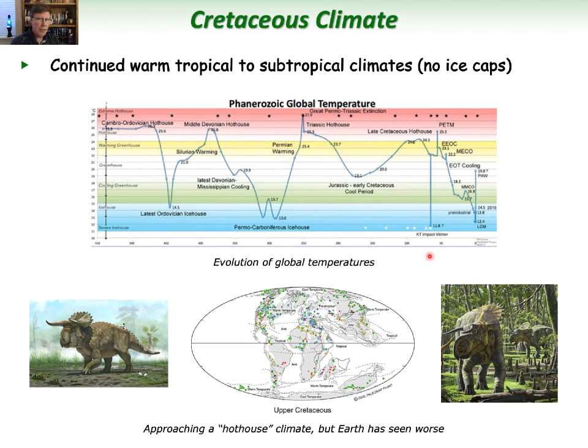The climate of the Cretaceous was warm, tropical, subtropical, a continuation of the warm climate from the Jurassic. No ice present on the planet. Certainly not the extreme hothouse environment of the Permian and Triassic. So we've seen this kind of warm climate several times in the Cambrian and Ordovician, in the Devonian, the Permian and Triassic, and now to a lesser extent at the end of the Cretaceous.